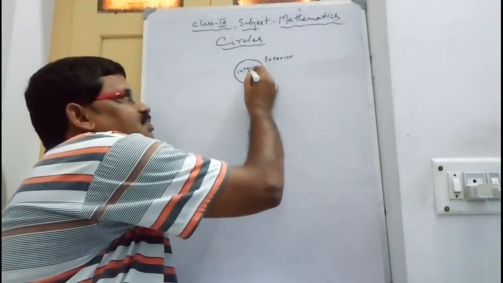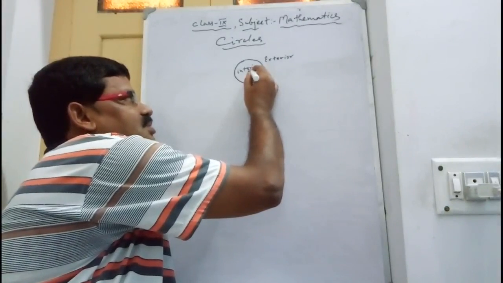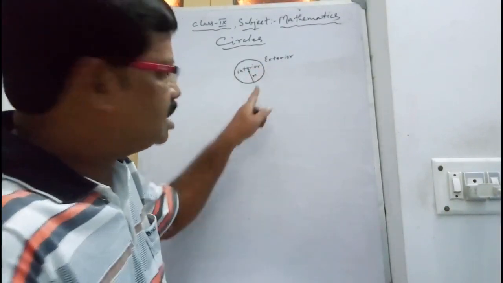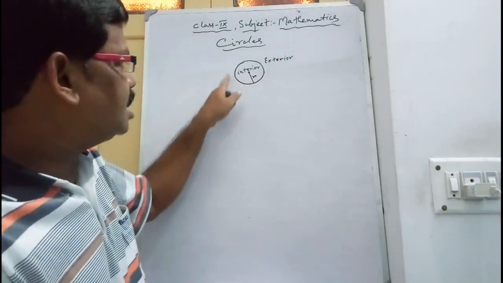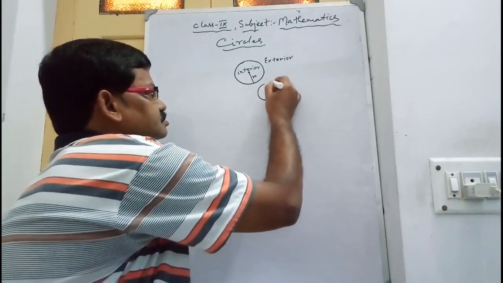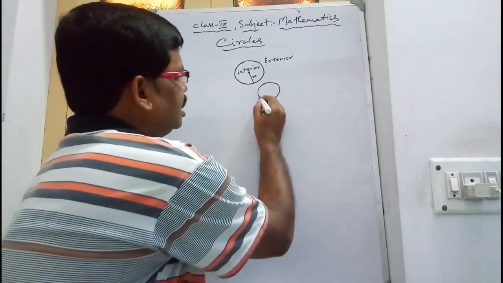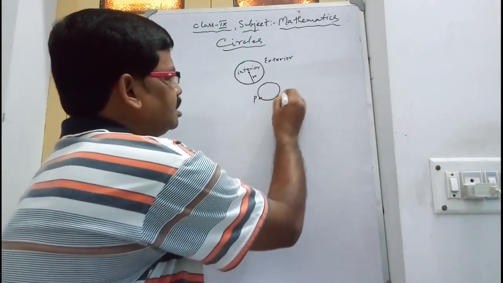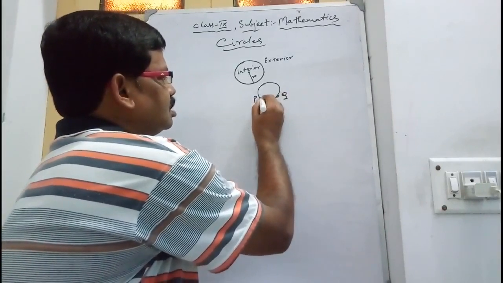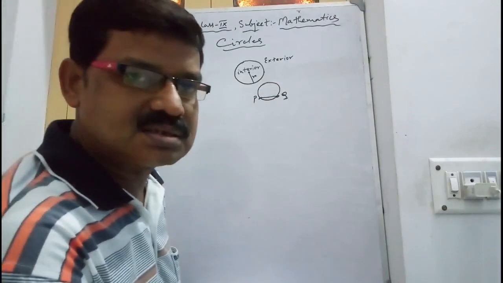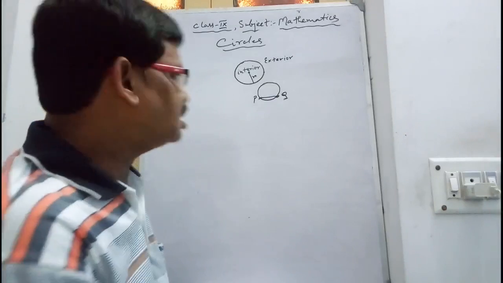If you take that fixed point, the distance from the fixed point to the circle is known as radius. If you take any 2 points, P and Q, and you draw a line, this line is known as a chord of the circle.